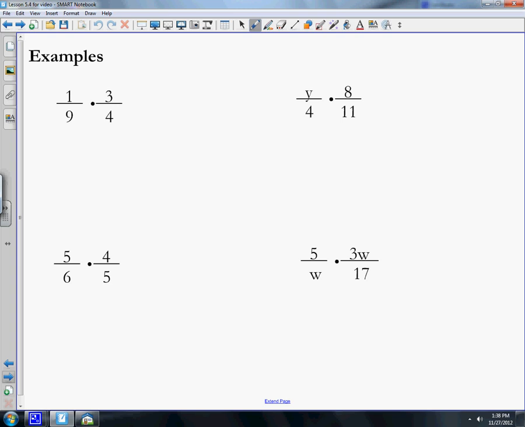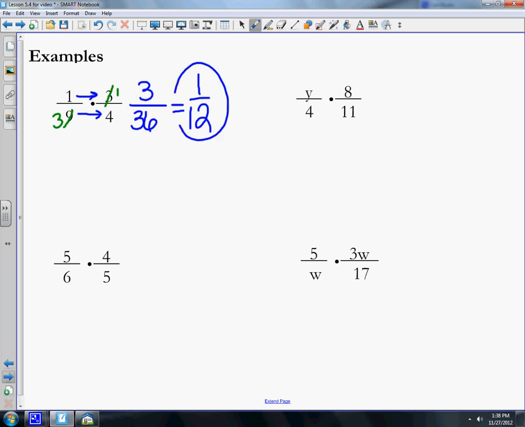I'll do this first one. I always like to think, okay, if it's multiplication, I just go straight across. 1 times 3 is 3, 9 times 4 is 36. And then I can simplify to 1/12. If you want to cross reduce, you can do that first. So 3 goes into 3 once and 3 goes into 9 3 times, and then you can multiply. That's completely fine also. You just have to get to this end result of 1/12.